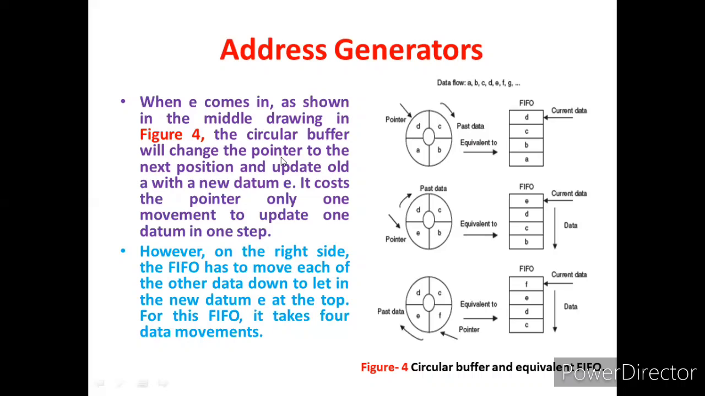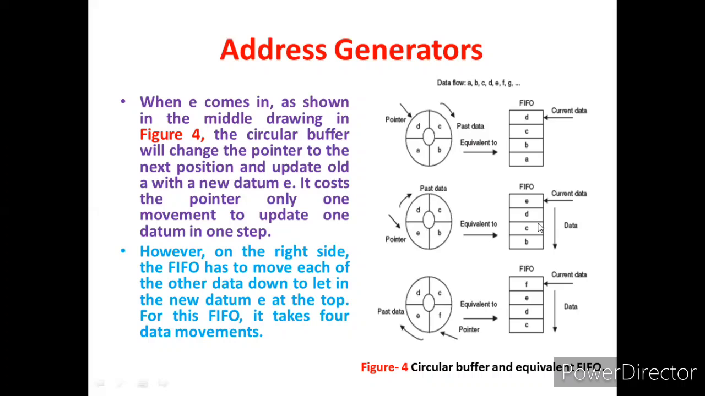The circular buffer will change the pointer to the next position and update the old data. So what is happening here is that the old data is getting updated with the new value. It moves the pointer only one position to update one data at a time. So if you are using a circular buffer, we are changing only one data at a time.